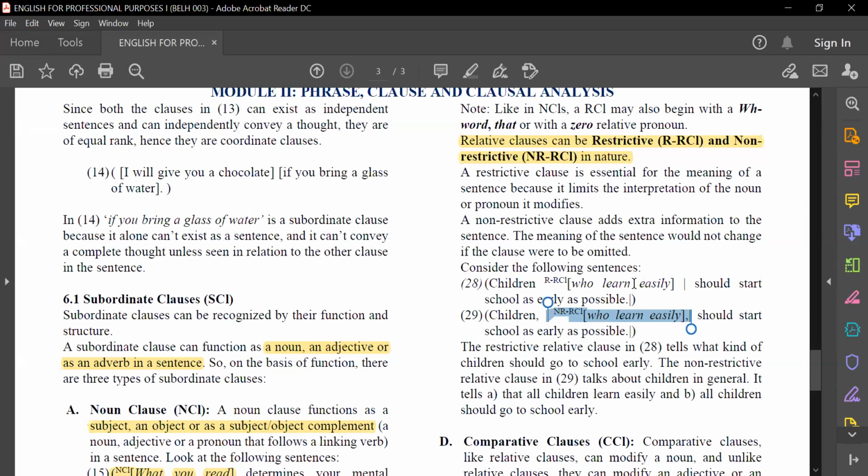Yes, sir. So in 28, what is happening is that it exactly elaborates which kind of children. I mean, we are talking about the children who learn easily should start school as early as possible. So that's the sense which you can get from 28 number. Now in 29, children, so you are omitting this part, who learn easily. So children in general, all the children basically, who learn easily and who don't learn easily, both of them should start school as early as possible. So restrictive and non-restrictive sense in relative clauses can also be understood with this understanding.